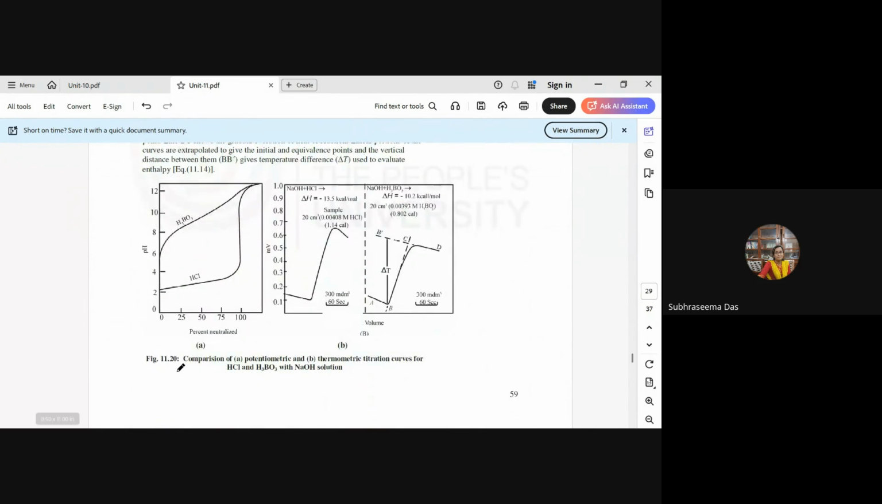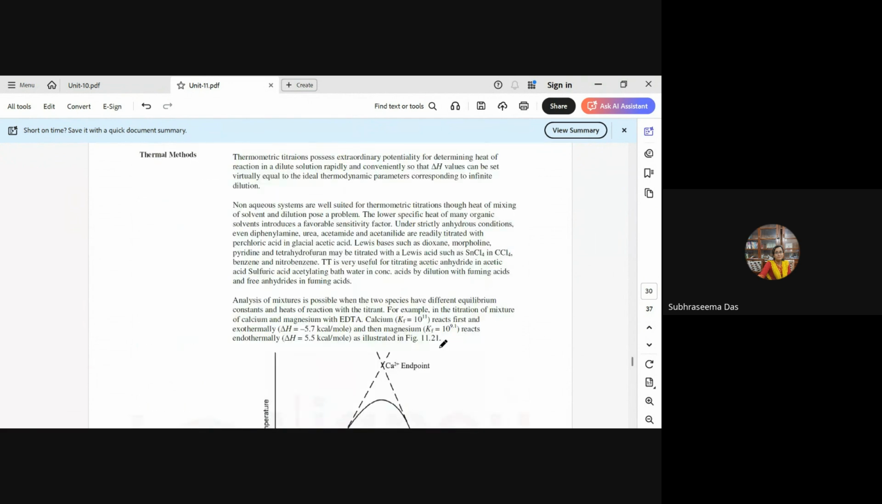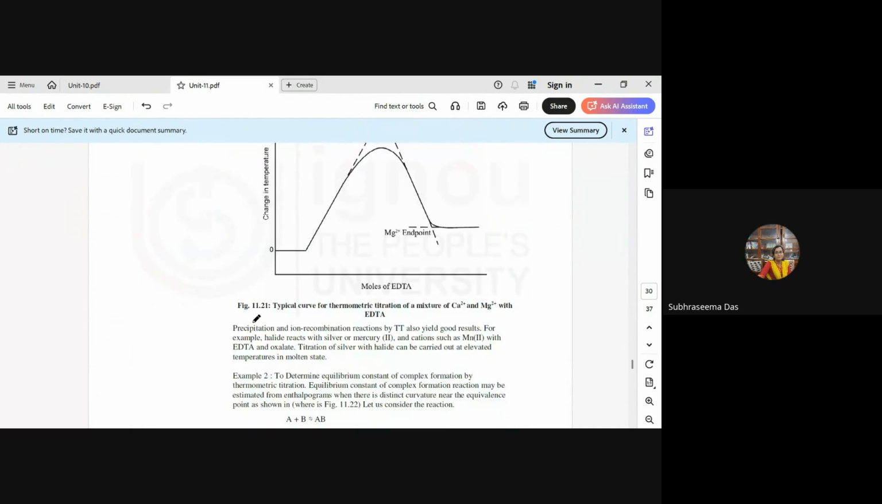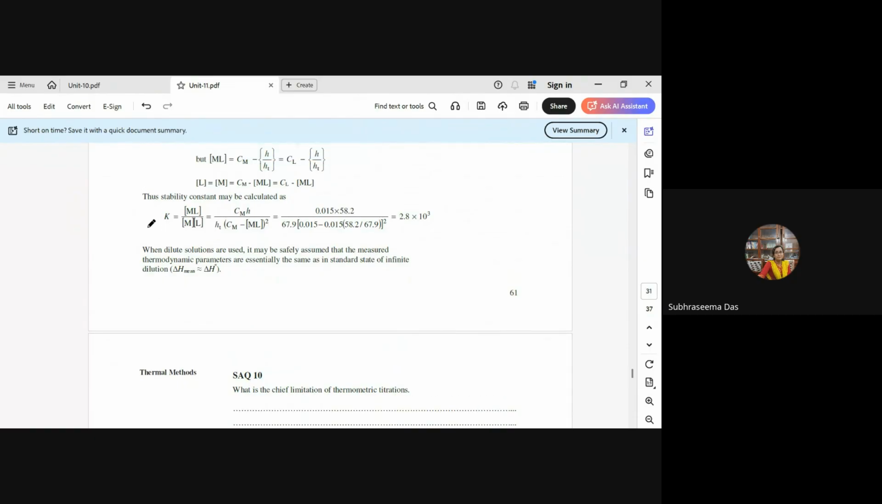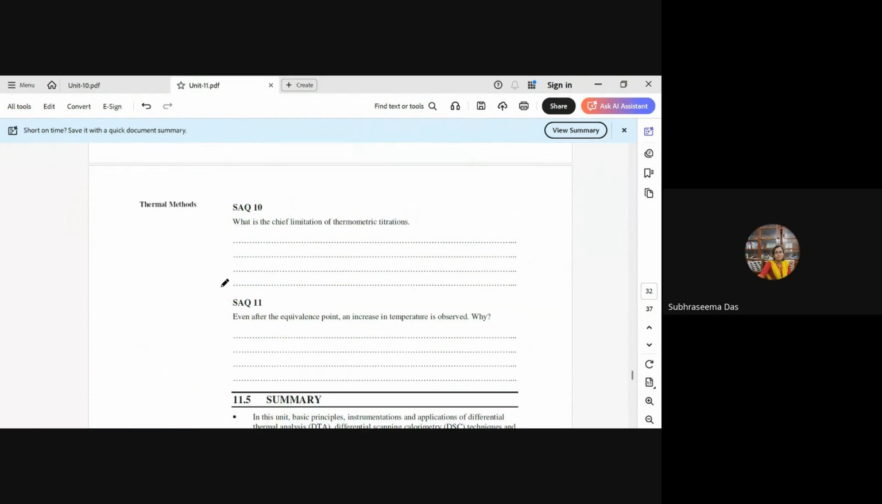This is an example in figure 11.20. You can see the comparison of potentiometric and thermometric titrations for HCl and H3BO3 with NaOH. A represents the potentiometric titration curve and B represents the thermometric titration curve. Thermometric titration curves are more specific and more sensitive. In figure 11.21, you can see the thermometric titration curve for Ca2+ and Mg2+ with EDTA. These are some examples by which you can calculate the stability constant from thermometric titrations.